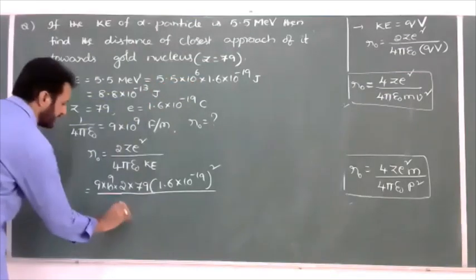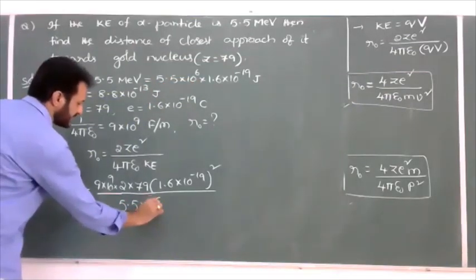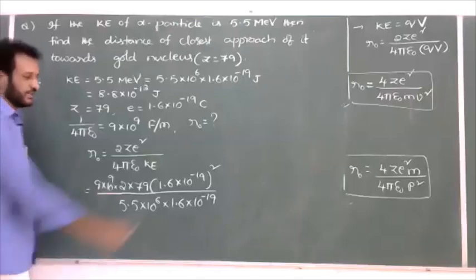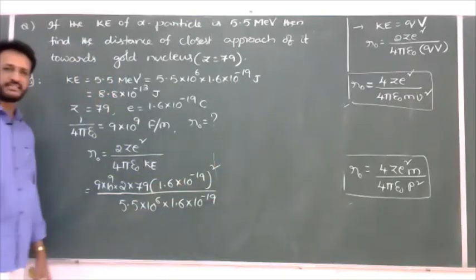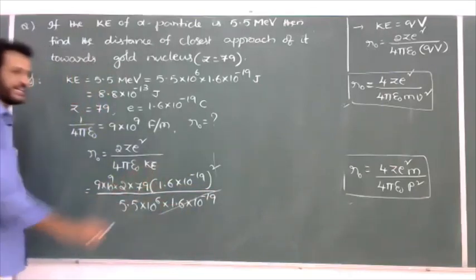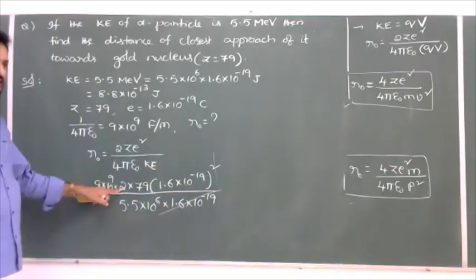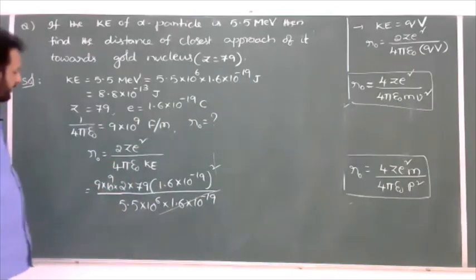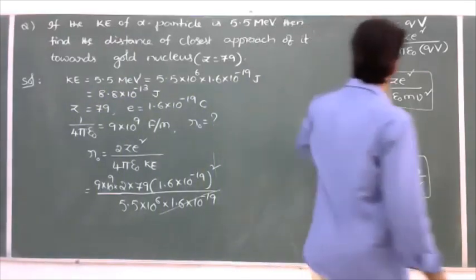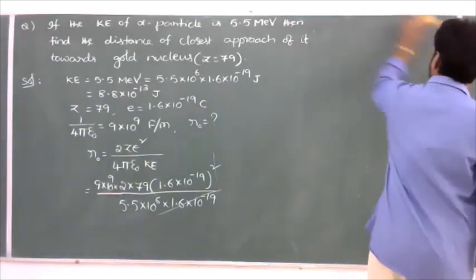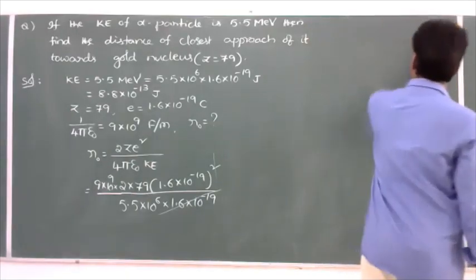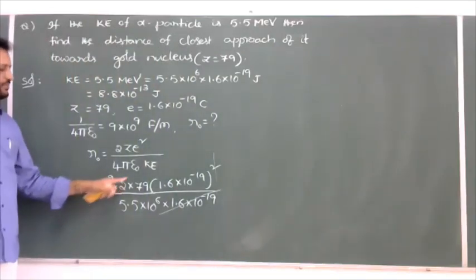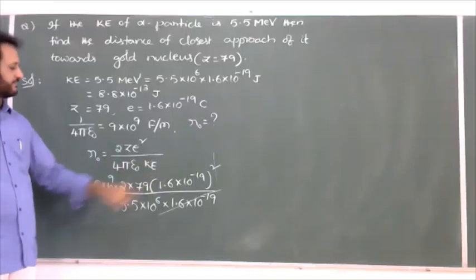That is equal to 5.5 into 10 to the power of 6 into 1.6 into 10 power minus 19. Why are we writing like so? Here whole square 1.6 into 10 power minus 19, here 1.6 into 10 power minus 19 get cancelled. Now numerator: 9 into 2 is 18, 18 into 79 into 1.6.